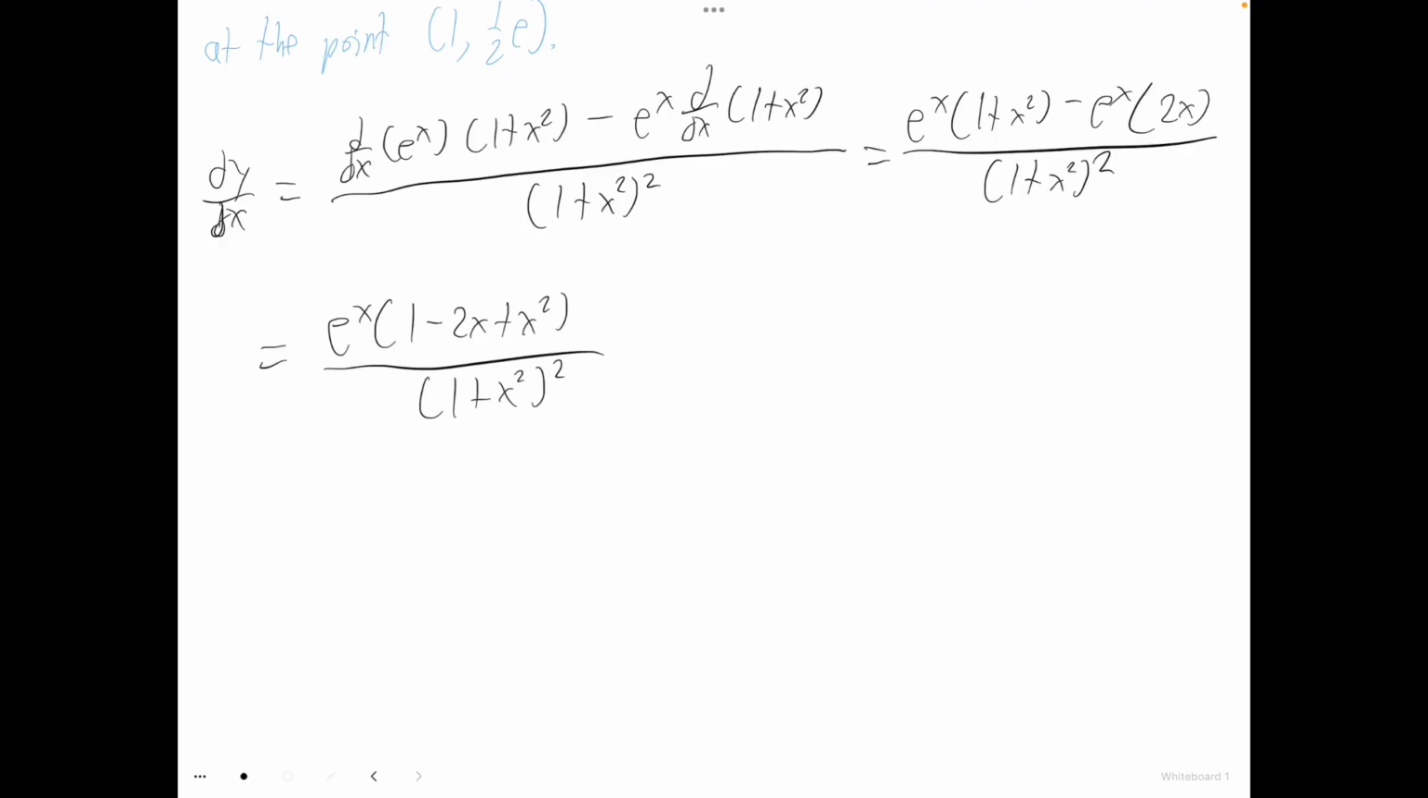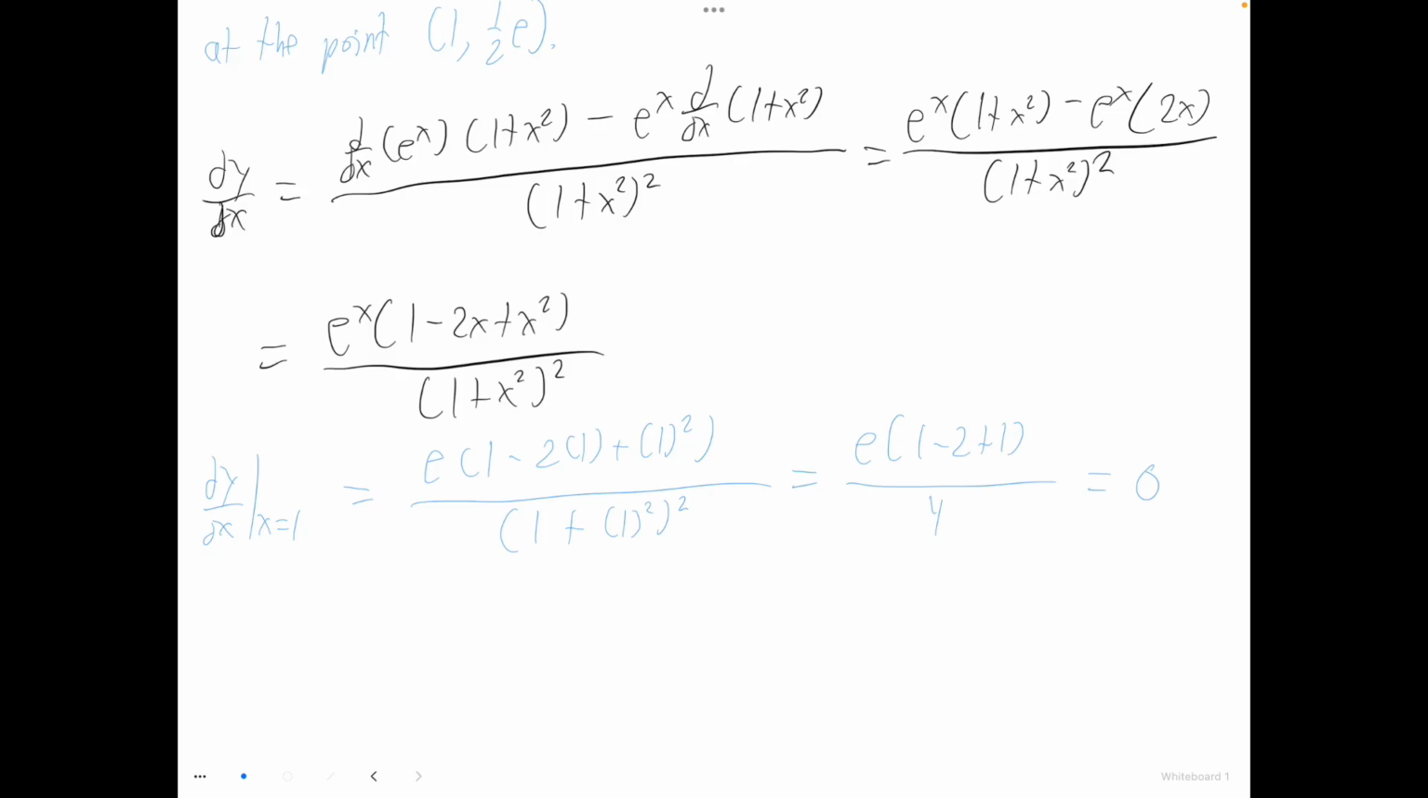And so now what we want is the slope at the point 1, 1/2 e. So we're going to plug 1 in. We're going to look at what this is when x equals 1. This will be e times 1 minus 2 times 1 plus 1 squared, all divided by 1 plus 1 squared, squared. And so this becomes e times 1 minus 2 plus 1 divided by 4, which, if you check the numerator, you get 0. 1 minus 2 plus 1 is 0. So what we found is we have a slope of 0.